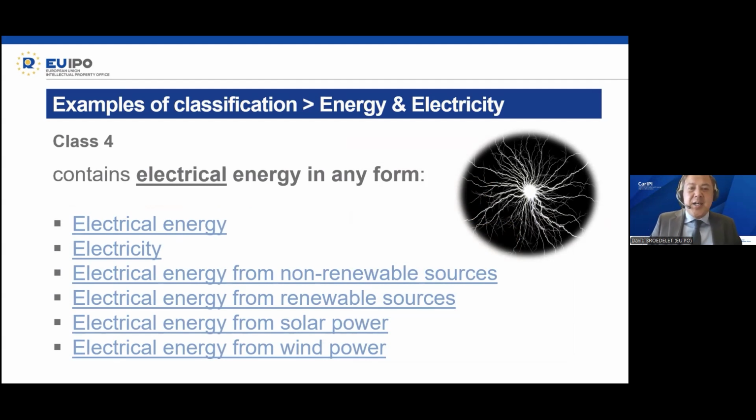Skipping ahead, what applicants need to be aware of is that if the list, for example, has the words electrical energy from non-renewable sources, and the mark that they want is something related to sustainability, then they will receive an objection because this doesn't match with the term that is in the list. So where it says non-renewable, this is not sustainable.